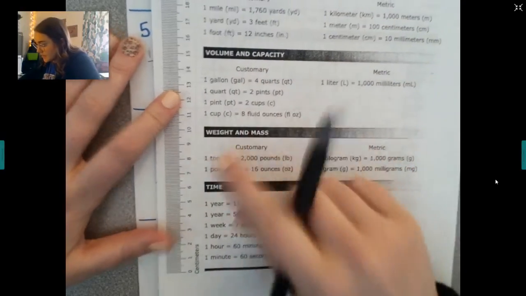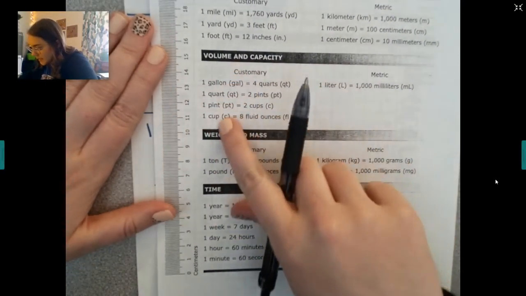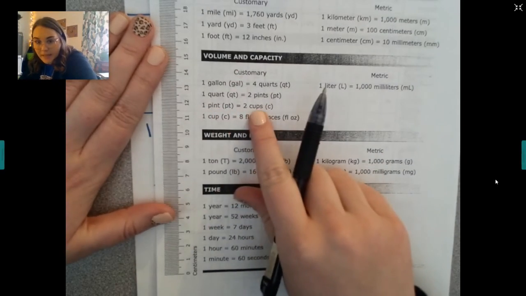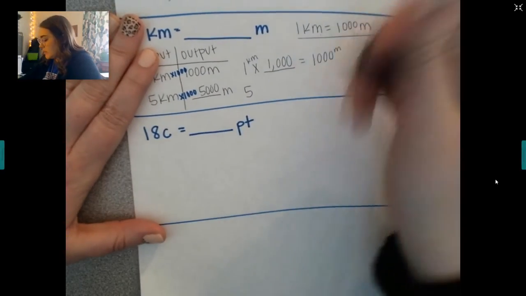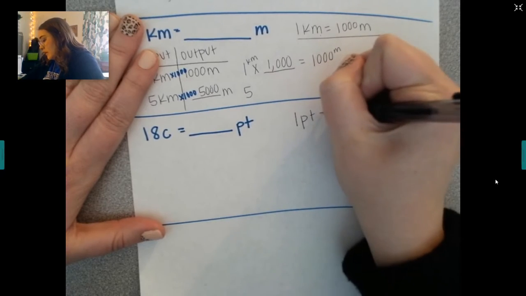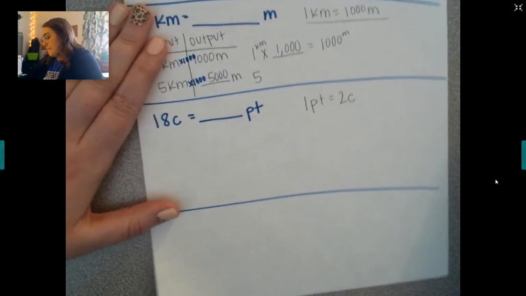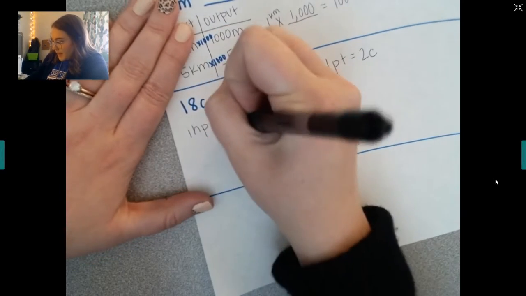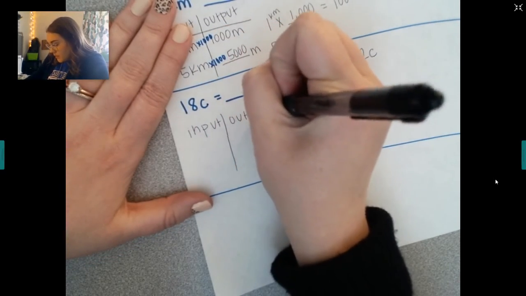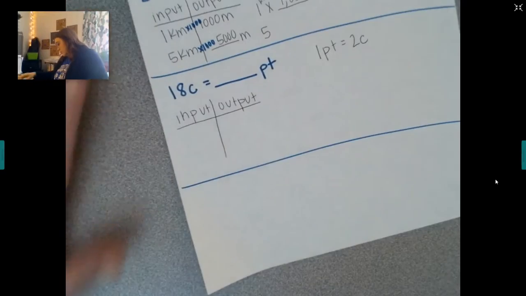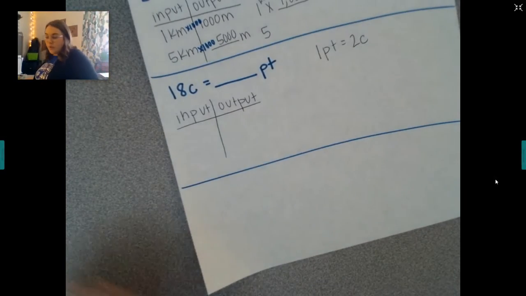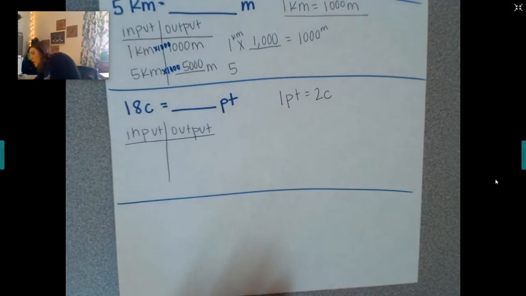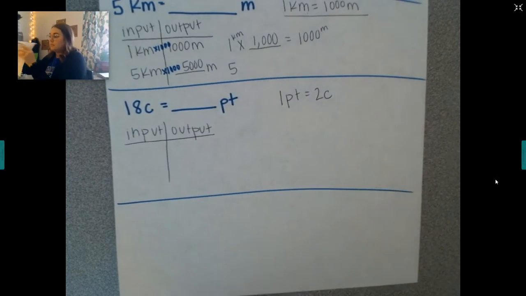Okay, so I'm going to look on here, and I did capacity again just because I like it. And I don't see a cups to pints, but I do see a pints to cups. So I think I can use that. 1 pint equals 2 cups. So I'm going to draw my input-output table, and I want you to solve it. So draw your input-output table and solve this problem.